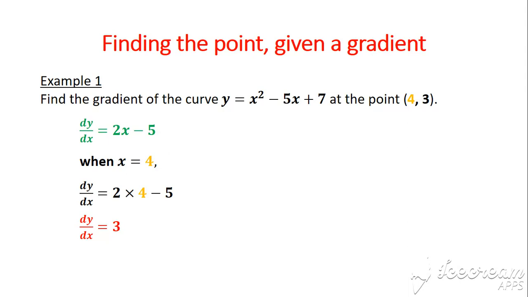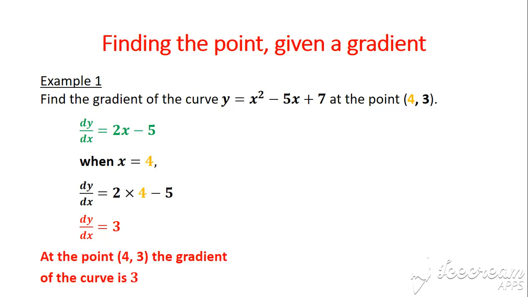Now you notice we only used the x coordinate. We had an x, y, 4, 3, but we only needed the x coordinate, the 4, to work out the gradient. We don't need to use the y value to work out the gradient.